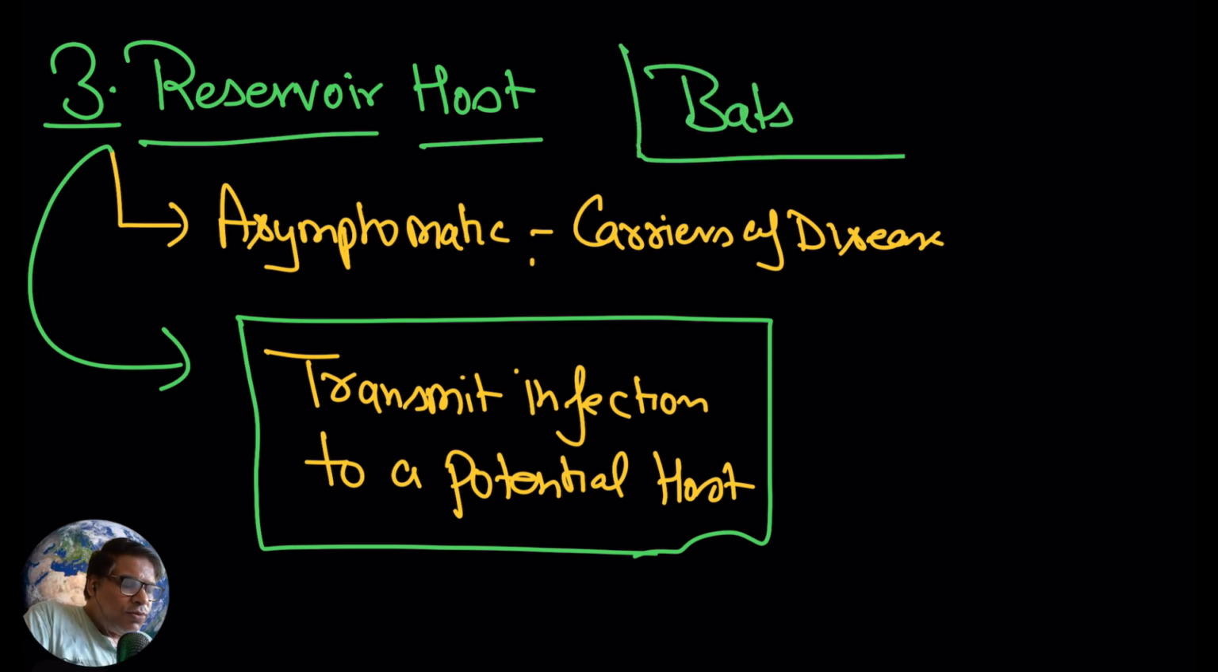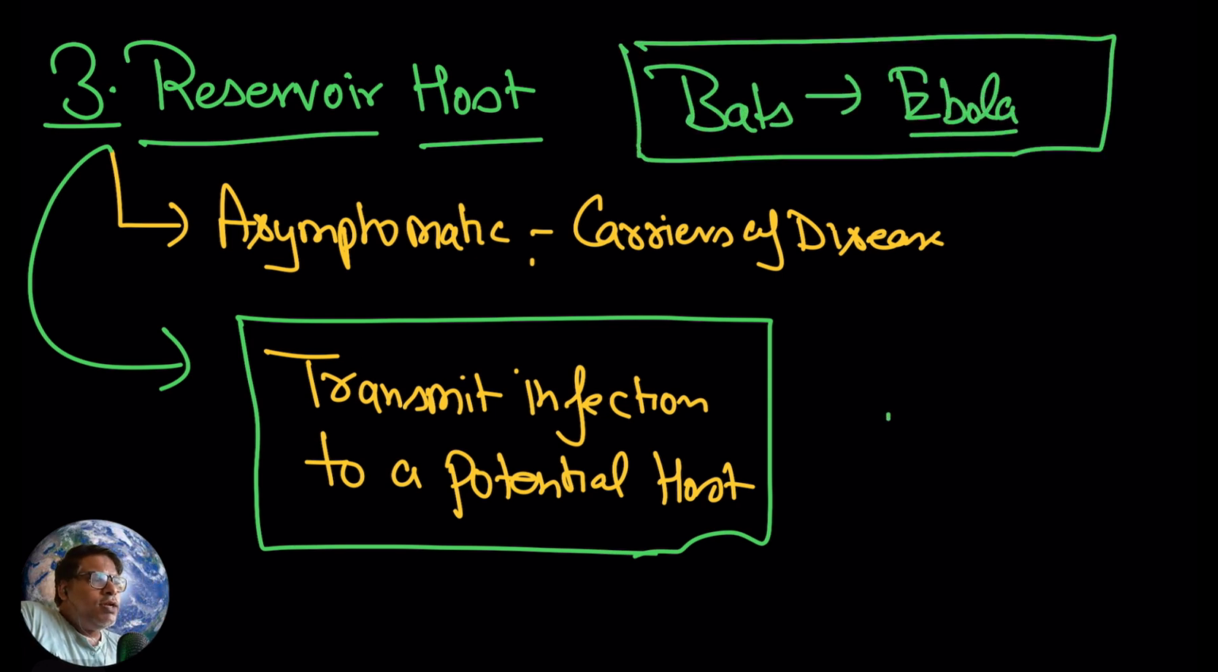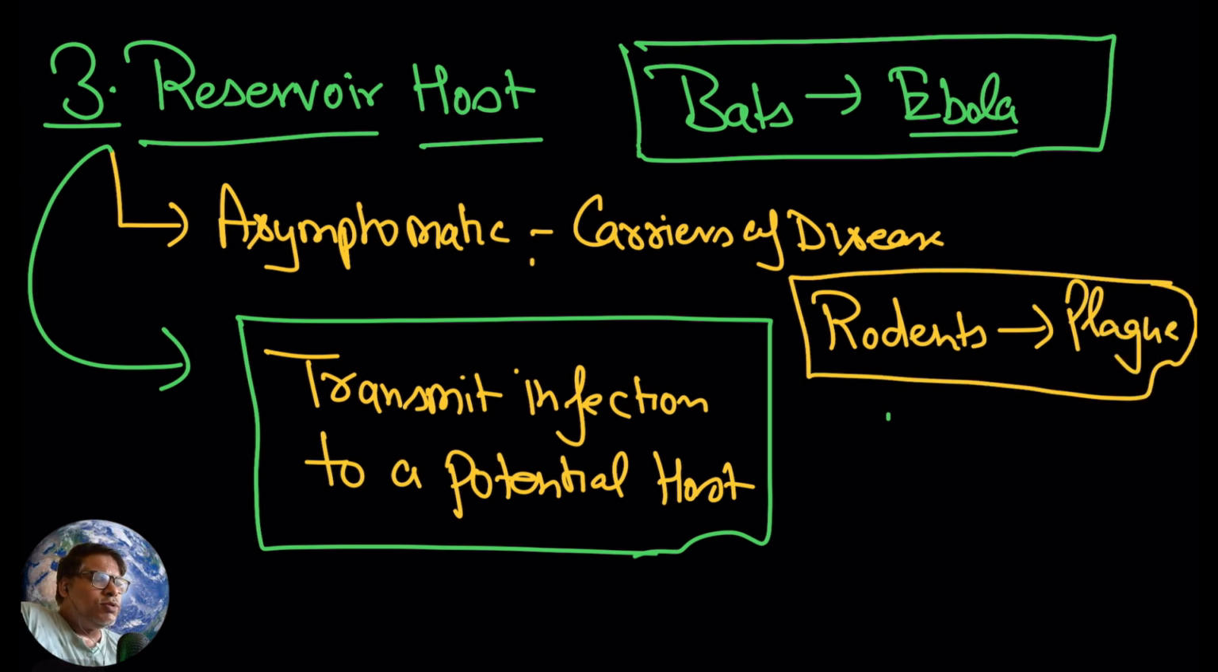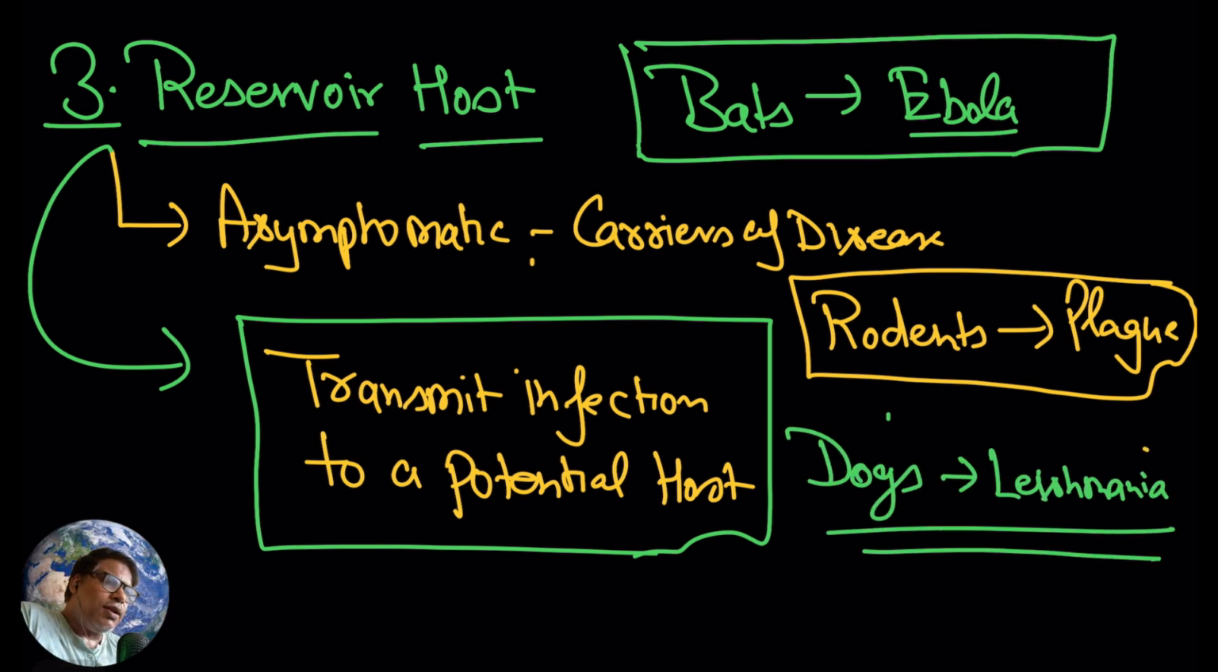Here I want to give you a few examples. For example, for Ebola, bats act like a reservoir host. Same way rodents, in the case of plague, act like the reservoir host. Same way dogs act like a reservoir host for leishmania.